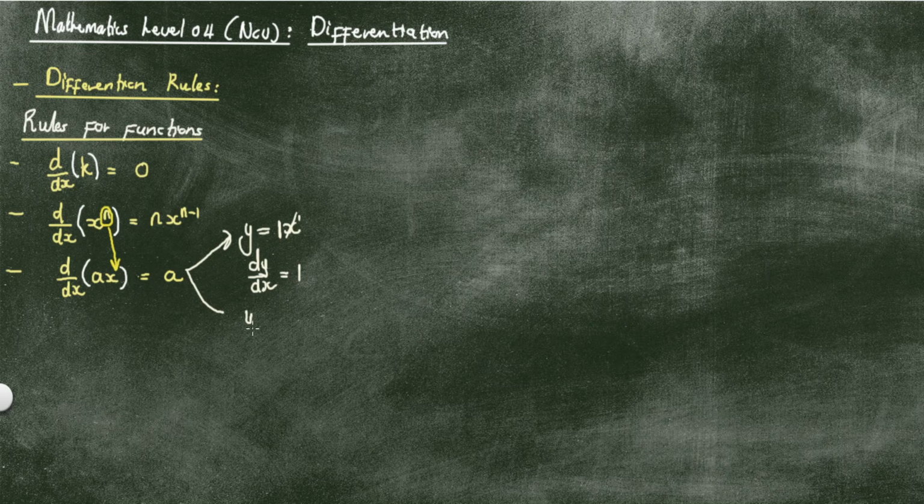Another example would look something like so. Say maybe 2x, dy over dx. This is equal to just 2. You drop the x. Another example can look something like so. Maybe ax, why not? dy over dx. This is going to be simply a. Alright, so this is how we treat this type of expression.